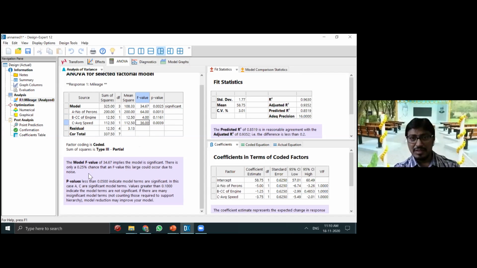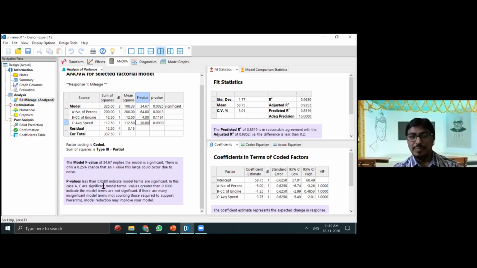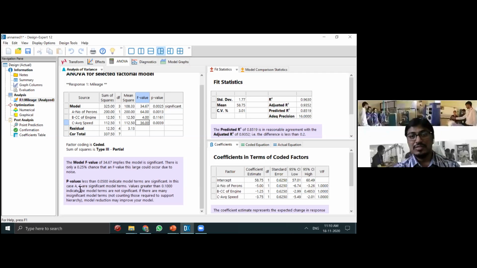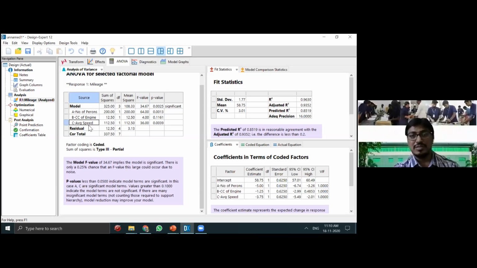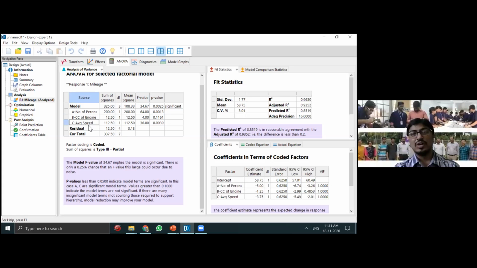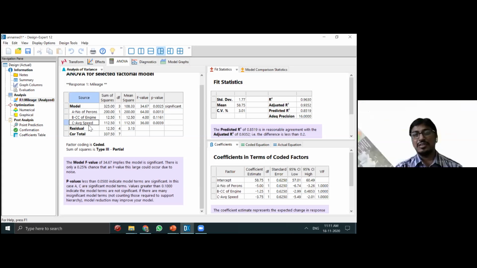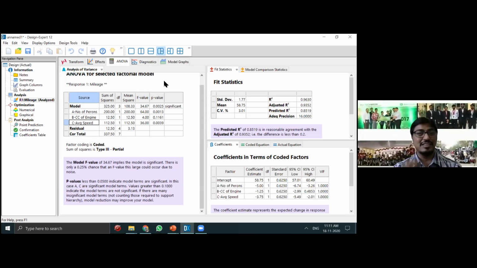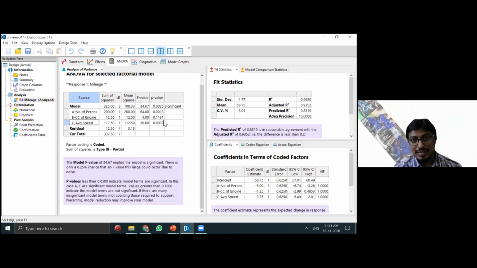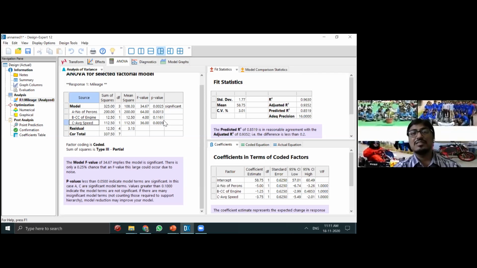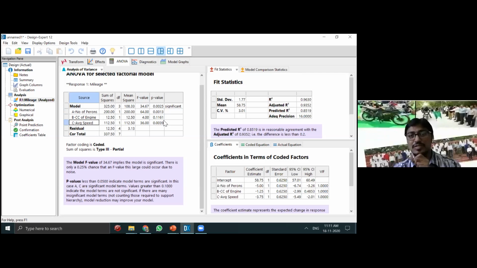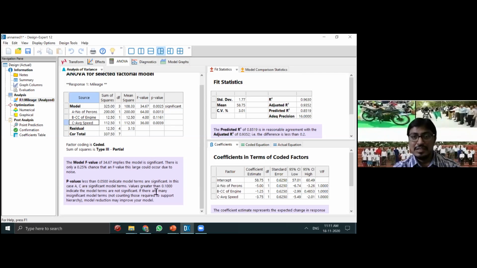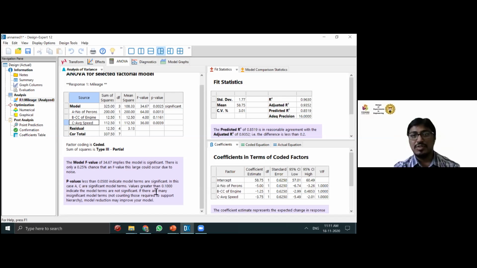If you see the p-value, the model directly shows here that p-value less than 0.05 indicates model terms are significant. So in this case, A and C are significant model terms. A and C means number of persons and average speed. Both are significant factors, meaning they have some notable effect on the response. But CC of engine is 0.1161, right? This is more than 0.05, so this is not significant.